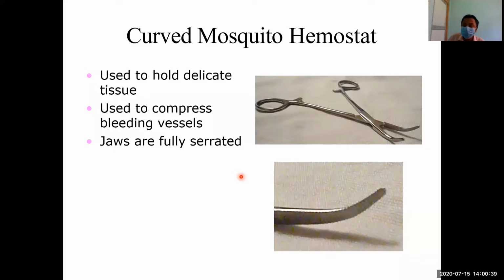And another use is we will use a medium or large size hemostatic forceps for dressing, as a dressing forceps. We will hold a swab or gauze with the forceps and use it for dressing. So that is the basics about hemostatic forceps.